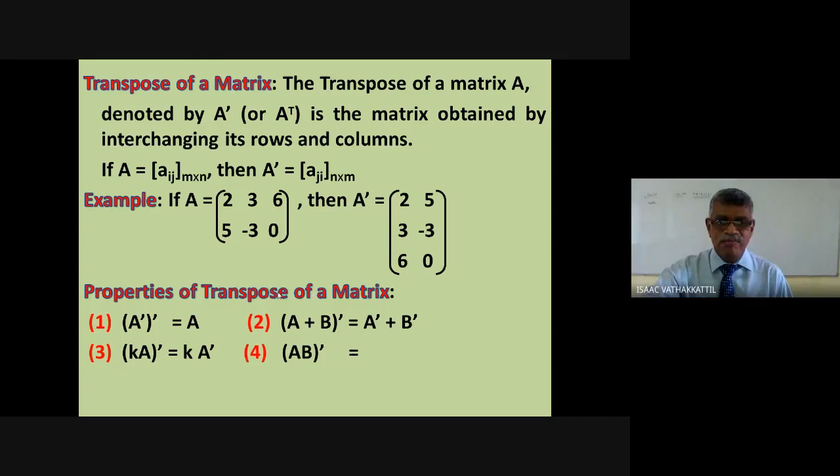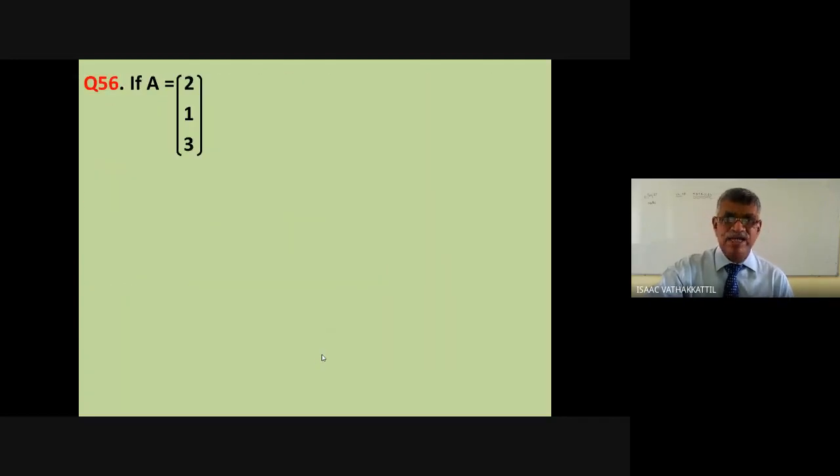Whereas, very importantly, remember, for the product AB, provided the product is defined, of course, (AB) dash is not A dash B dash, it is B dash A dash. The proof is beyond the requirement, but we may be asked to verify with some given matrices. Remember this, (AB) dash is B dash A dash. It is not A dash B dash. (A minus B) dash is as good as A dash minus B dash. Let us go with some example here.